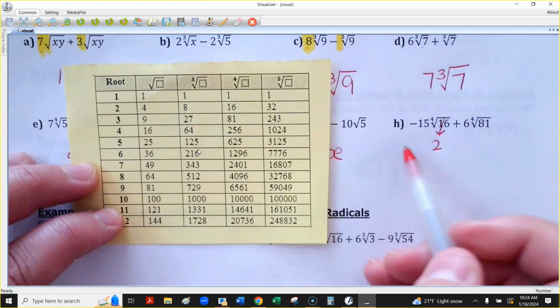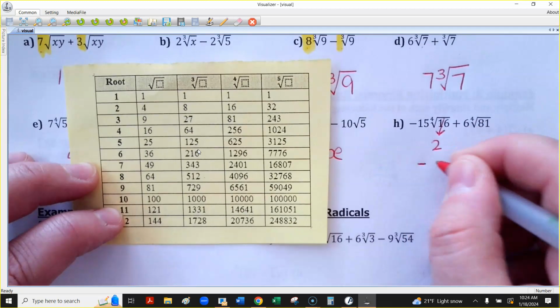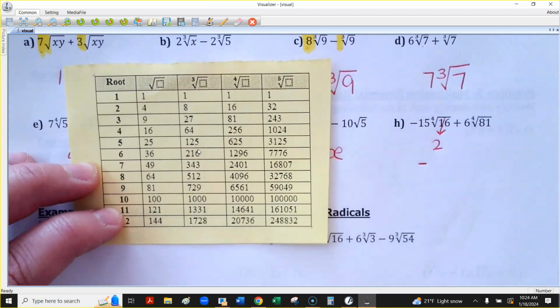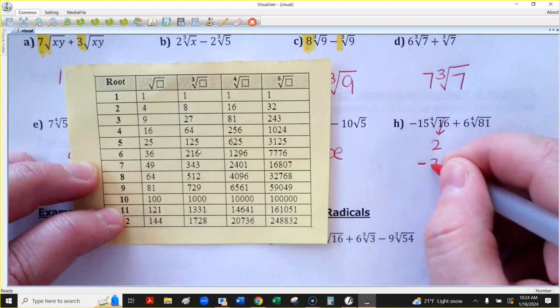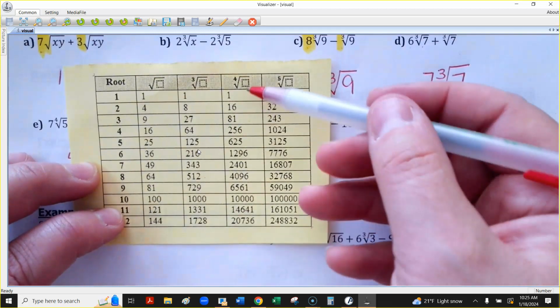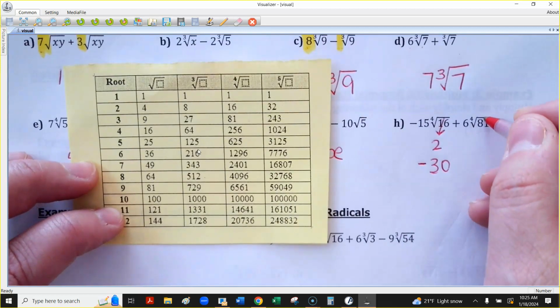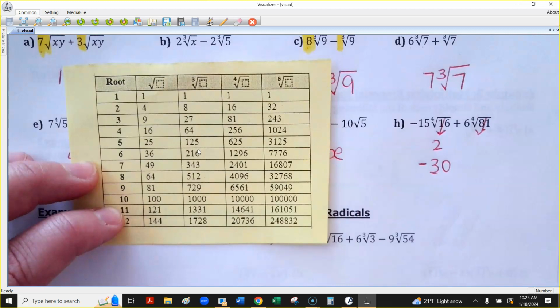So this first term here actually is really negative 15 times 2. Anything you pull out of a radical, if something's in front, you're going to multiply. So this first term is really just negative 30. Okay, now if you guys are looking at my fourth roots again, the fourth root of 81, 81 is a perfect fourth root. What would I get if I took the fourth root of 81?